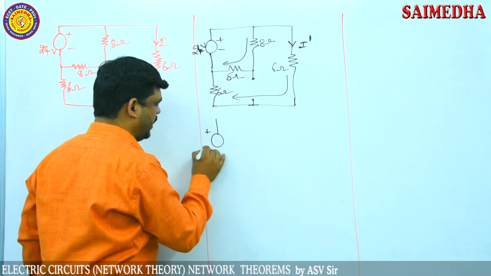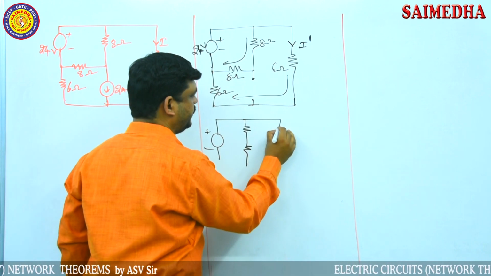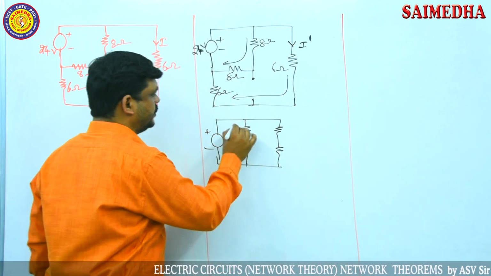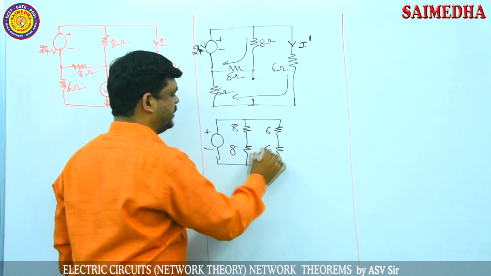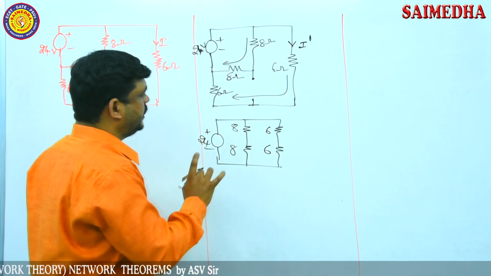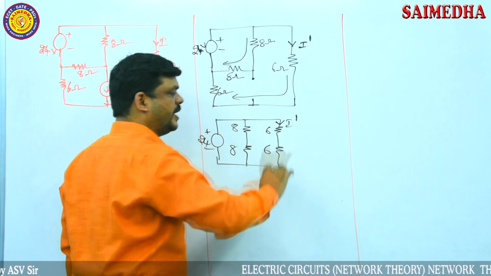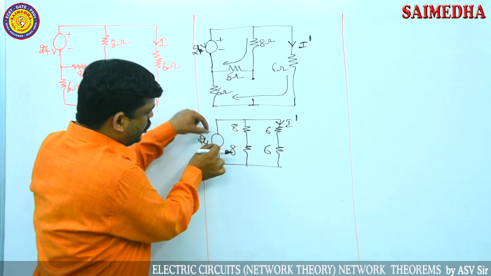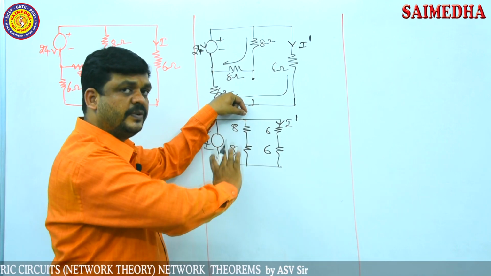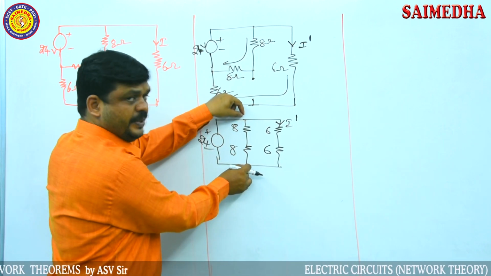Now the circuit is like this: one 8 ohms resistor, one 8 ohms resistor, and here 6 ohms and 6 ohms. The voltage source is 24 volts. According to the given problem, we have to find the current through this branch, which is I. Now the 24 volt source is connected to this complete network. Two networks are connected in parallel combination, so the potential difference between the 2 points should be the same.